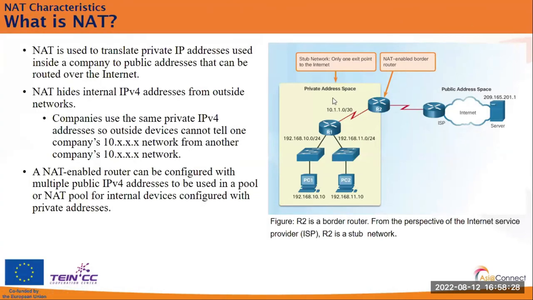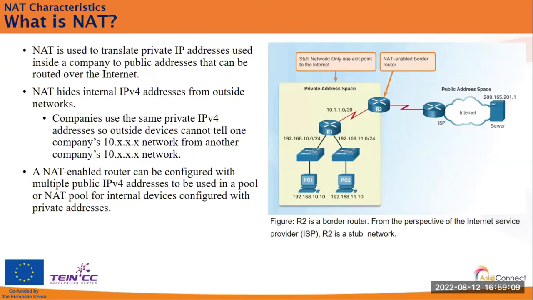Here you can see an example too. Hope you all know about subnet, right? Actually, NAT enabled routers can be configured with one or more valid public IPv4 addresses. These public addresses are known as a NAT pool. When an internal device sends traffic out of the network, the NAT enabled router translates the internal IP address of the device to the public address for NAT.